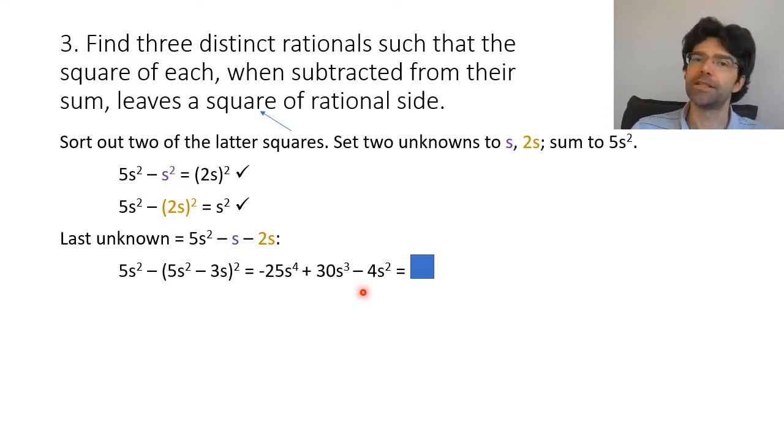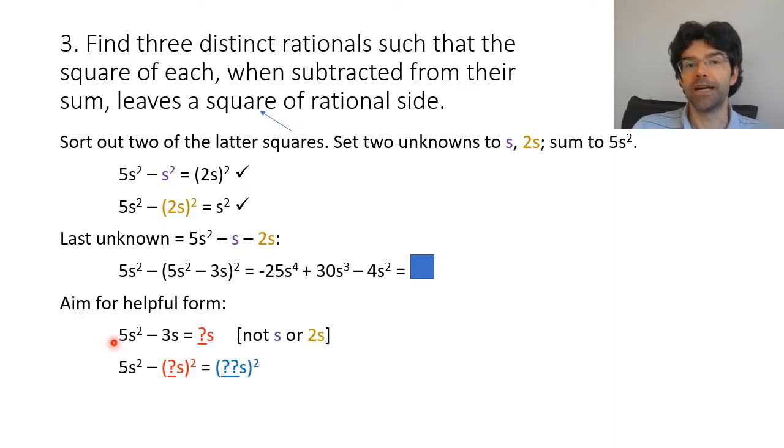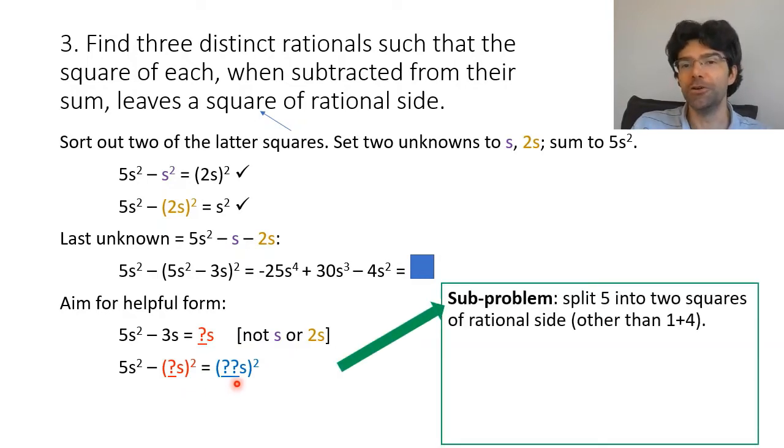So Diophantus had a more cunning thought. If we set both 5s squared minus 3s and this side length here to be a given multiple of s, we're going to have helpful form here that we can figure out at the end, and we reduce the problem to this subproblem of finding 2 squares that add up to 5. So this isn't completely trivial because we can't use 5 equals 1 plus 4. We need our unknowns to be distinct, and we've already used s squared and 4s squared. But we've got the tools already to find another solution to this equation, 2 squares adding to 5.